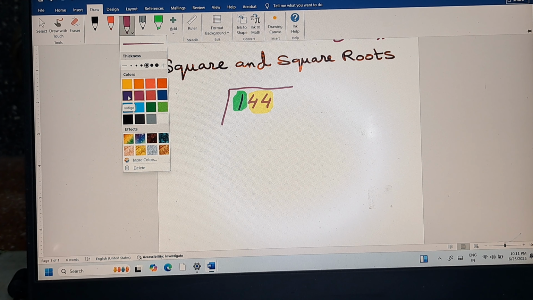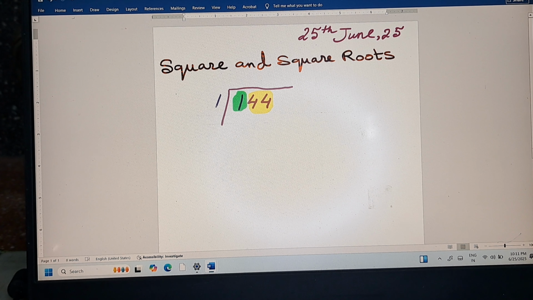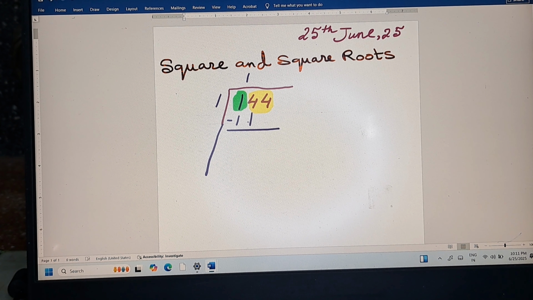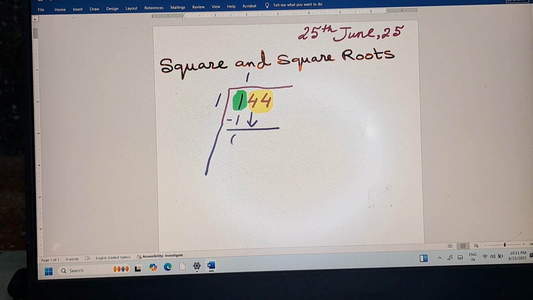So let us check, students. I am going to write: 1 ones are 1. Please understand this method. It is not complicated, it is very easy. You just need to follow the steps. Now let us bring down: 1 minus 1 will be 0. Let us bring down this 44 together. Now here, when we are putting 1, this number will become double. So double of 1 will be 2.